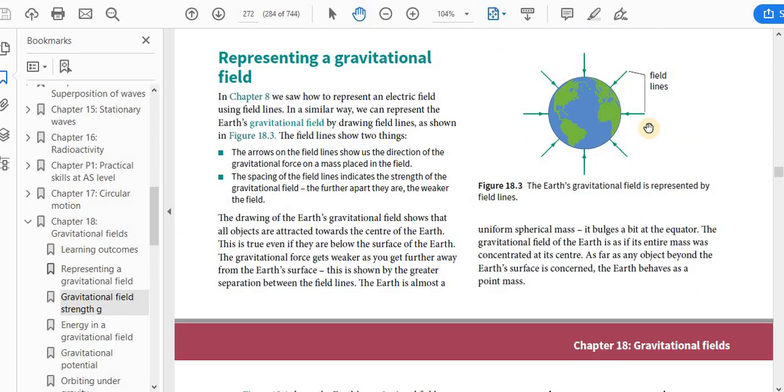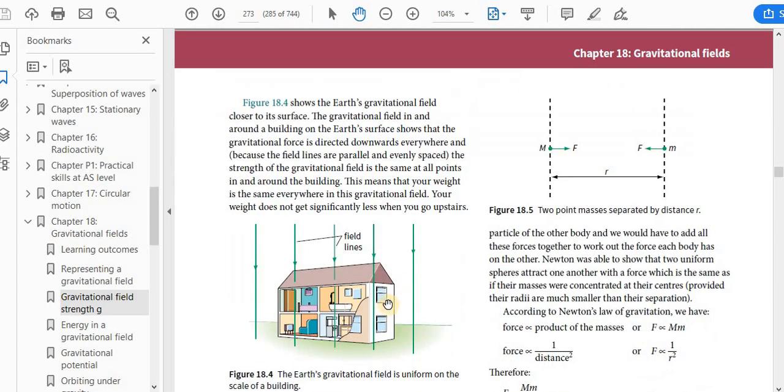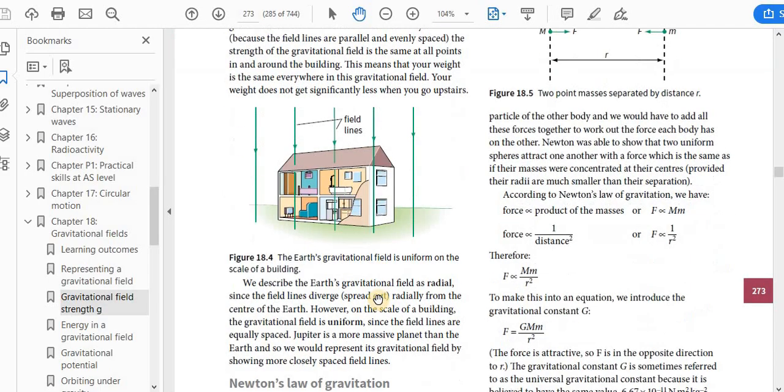But over here you can see, the further and further you go from the earth, the gravitational field becomes weaker, so the weight on the object becomes weaker. But if you consider a point close to the earth, the weight of that object doesn't change significantly when you move away from the surface of the earth.